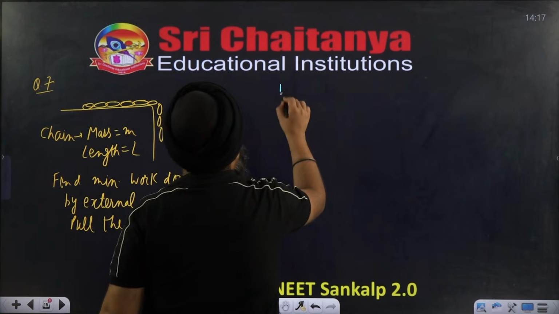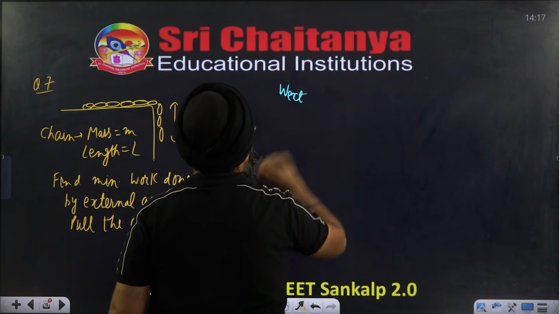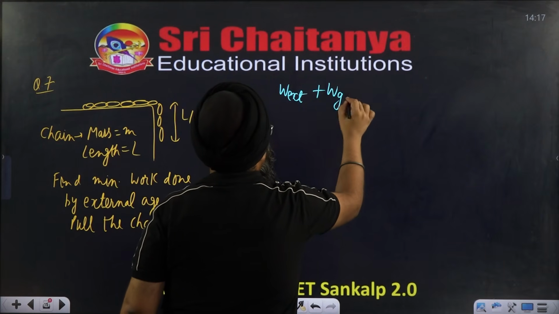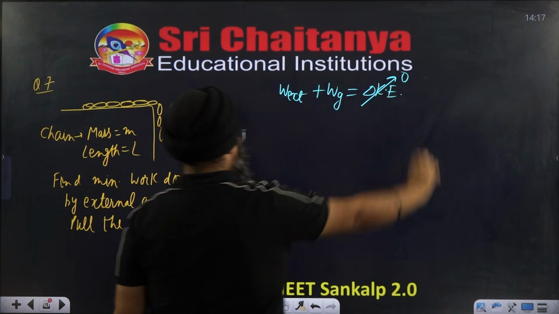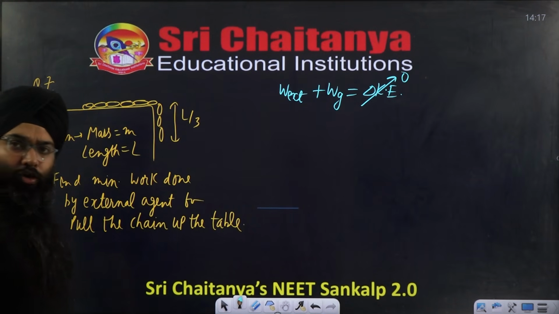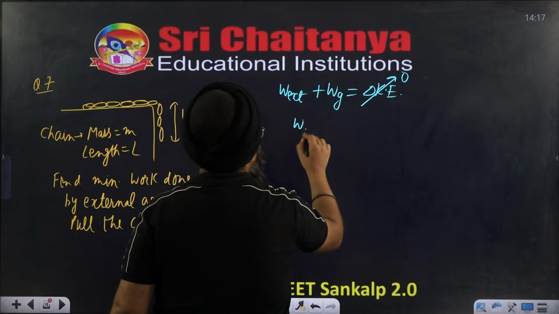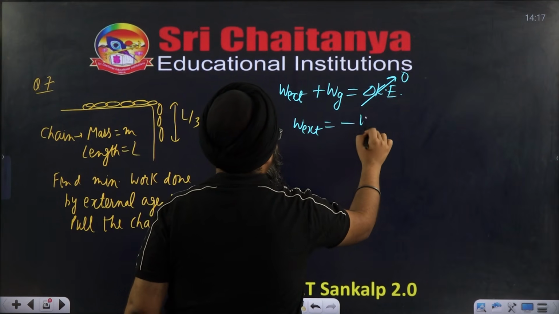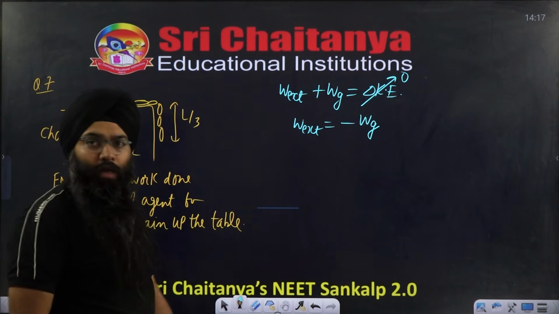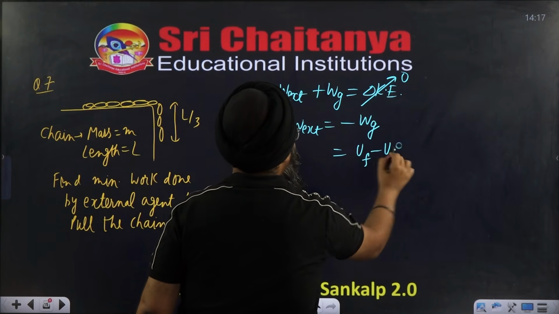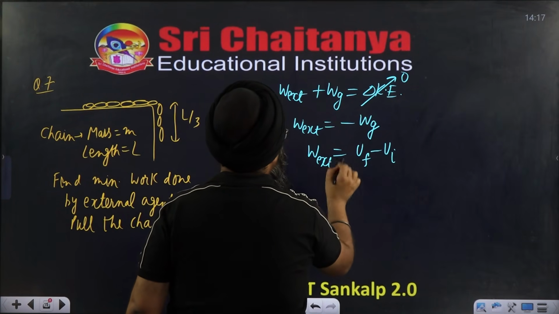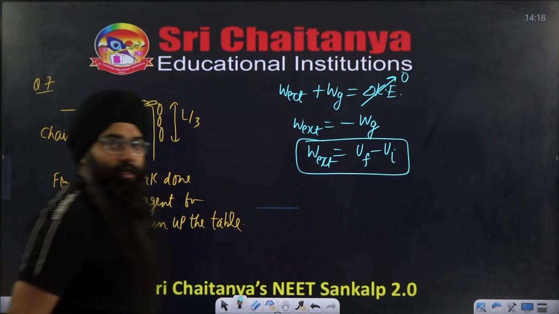So I know that work done by the external agent plus work done by gravity should be equal to the change in kinetic energy. But since it is pulled very slowly, the change in kinetic energy is equal to 0. So work done by the external agent will be minus of work done by gravity. And minus of work done by gravity is written as U final minus U initial. So this is basically the work done by the external agent.